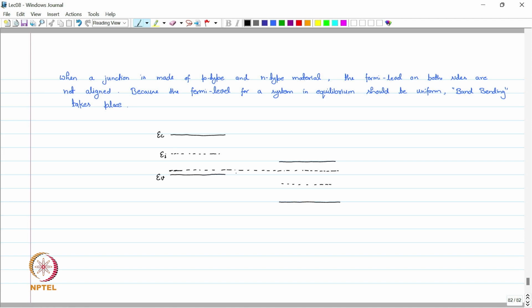Now when we join them together, in equilibrium this Fermi level should be flat. So the band bending takes place, which looks something like this, and here like this. So we have the band bending, and this region is formed as an intrinsic region which is depleted of charge carriers, and sometimes we call it the depletion region as well, because this region is depleted of charge carriers.